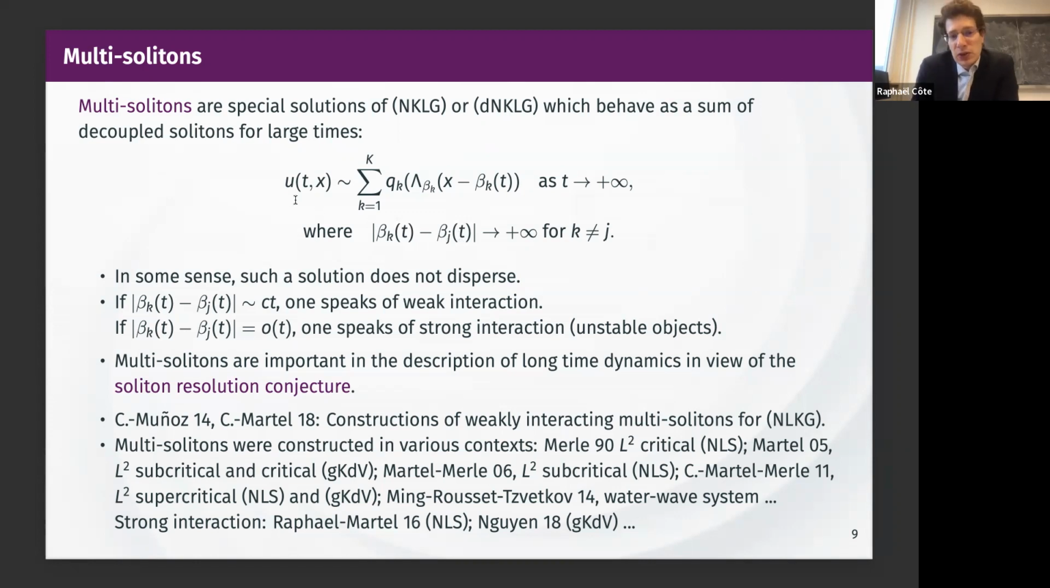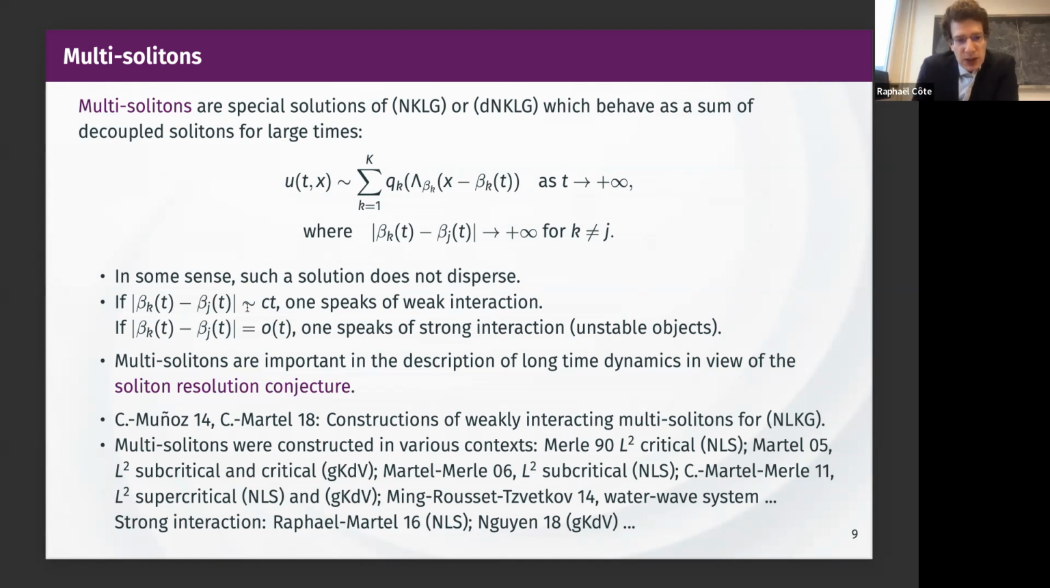So a multi-soliton is just a nonlinear solution which is the sum of these soliton solutions, with the centers b_k minus b_j tending to infinity. And they're very important in the long-time dynamics, because they're solutions that do not disperse. It's not like a soliton which really keeps its shape, but it's almost like a soliton. There are no dispersive terms carrying energy around.